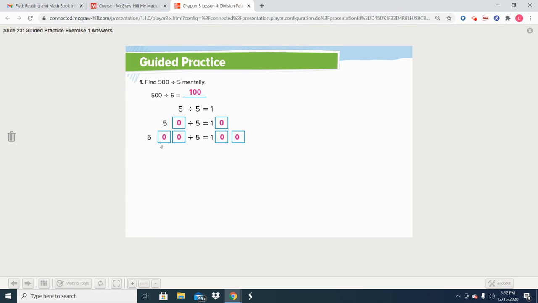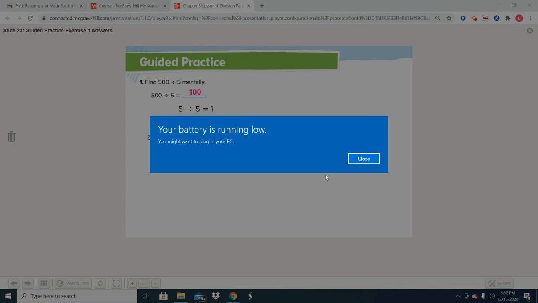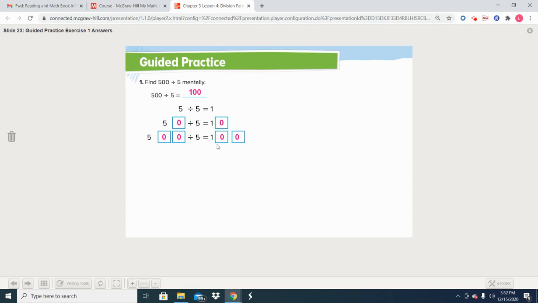Now we're going to add 2 zeros, so it becomes 500 divided by 5. The basic fact is 5 divided by 5 equals 1, and we added 2 zeros, so we're going to put 2 zeros onto our answer. So 500 divided by 5 equals 100.